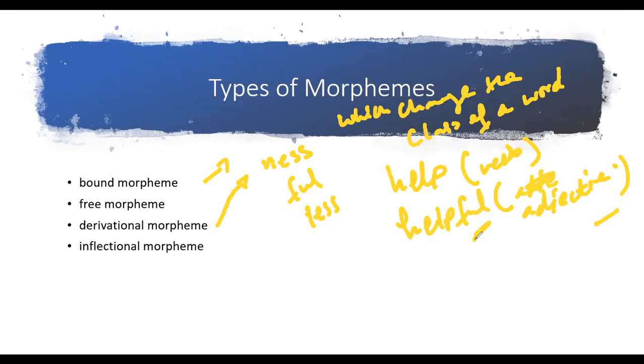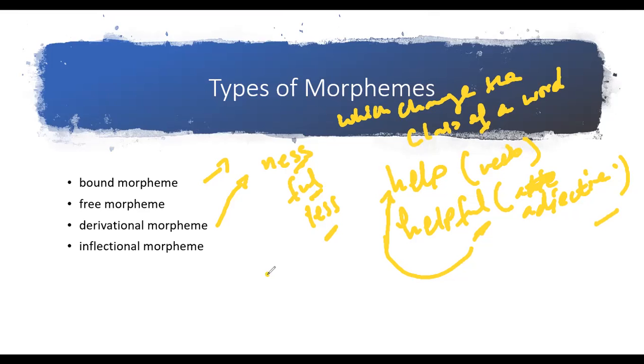Now, this means that "full" has changed "help" into another category. Because before "full" was added to it, "help" was a verb. Now it's an adjective. So these morphs basically change the category of a word. They change verbs into nouns, nouns into adjectives, and adjectives into verbs, and so on. Normally they change the category, right?